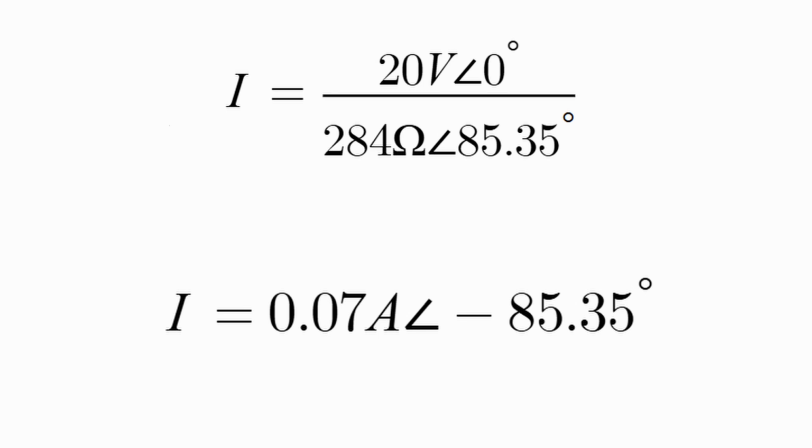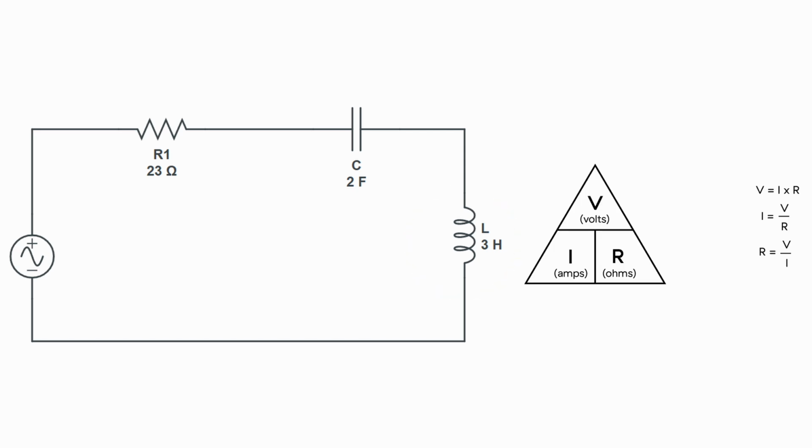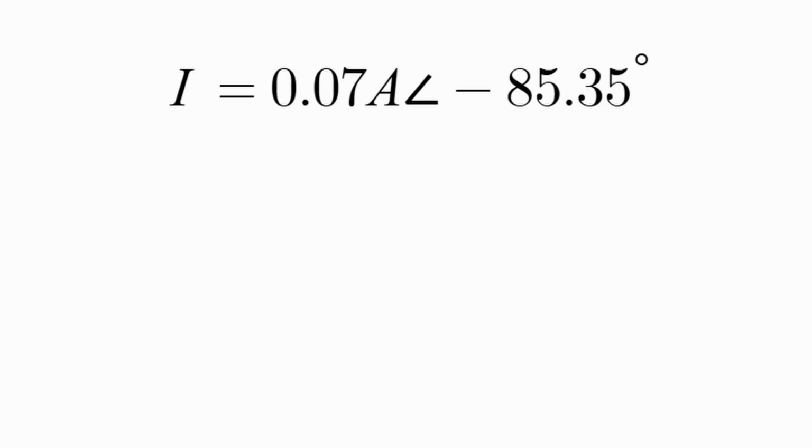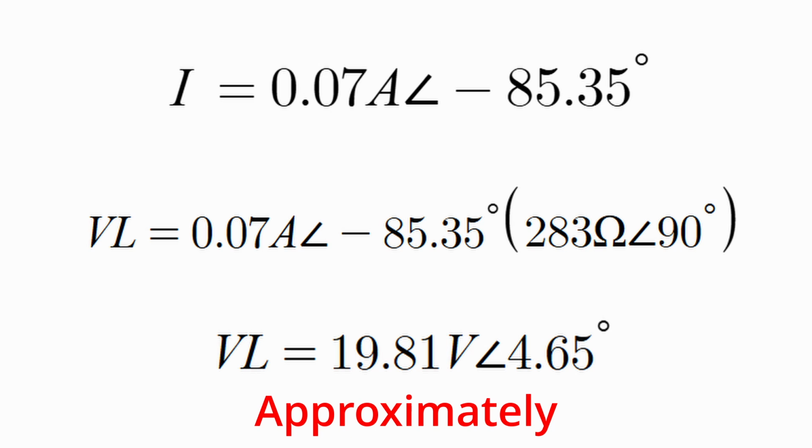Let's say we want to calculate the voltage of the inductor. We do that as we would in a direct current circuit where we multiply the current by the resistance of an element. Here, our current is 0.07 amperes with a phase angle of minus 85 degrees. We need to multiply that by the reactance of the inductor, which is 283 ohms with an angle of 90 degrees. We just multiply the current value by the 283 ohms to obtain the voltage value. In the case of the angle, we add them, getting a phase angle of 5 degrees. So the final voltage for the inductor is 19.81 volts with a phase angle of 5 degrees.